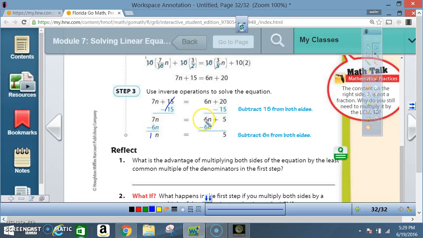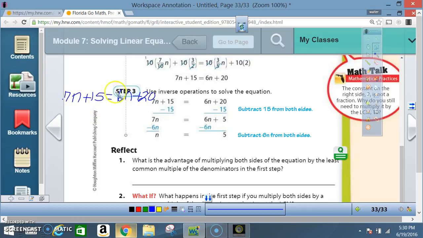Now I have 6n minus 6n. That's going to go to 0. So I'm left with just 5. So my answer then is n is equal to 5. All right, let's look at the equation again, moving the variable first. We're going to come out with the same answer. But I like to move the variable first because it makes it easier to determine which number you're going to move to which side, to keep everything positive.